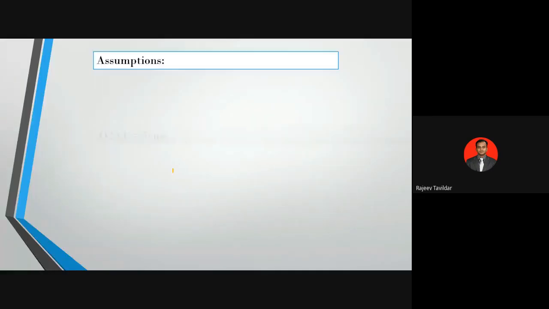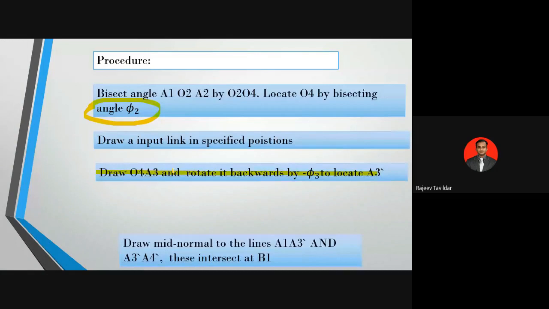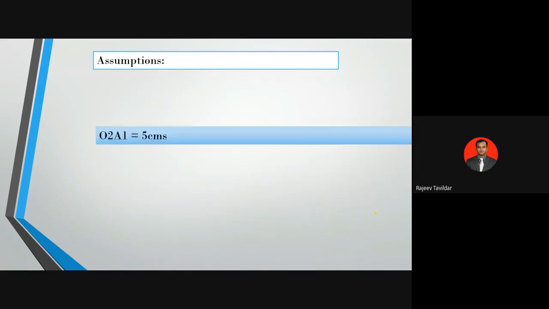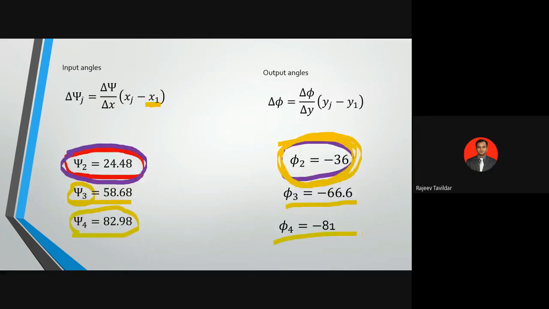So let me complete this, then you can do it. If it's wrong, then we'll change that. And I have one more option, one more procedure. I need to draw O4, A4 and rotate it again backwards by minus of phi 4 so that I can locate A4 dash. Let me check what is this phi 4 value. It is 81 degrees.